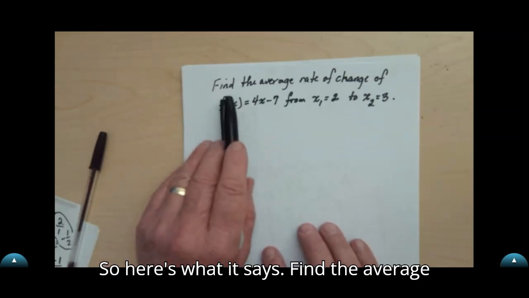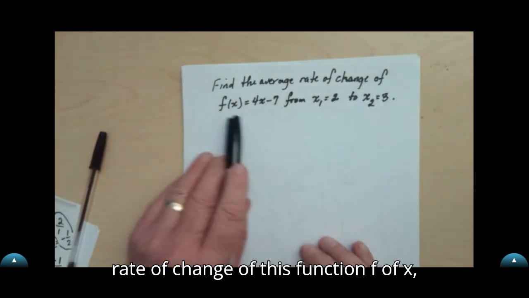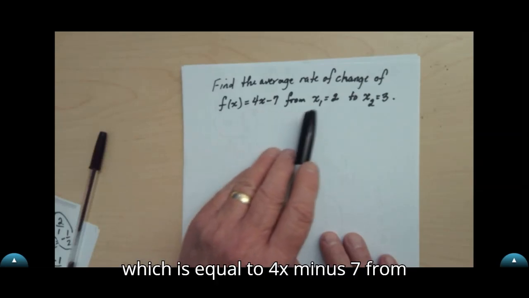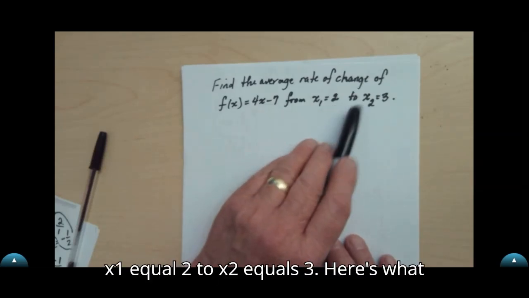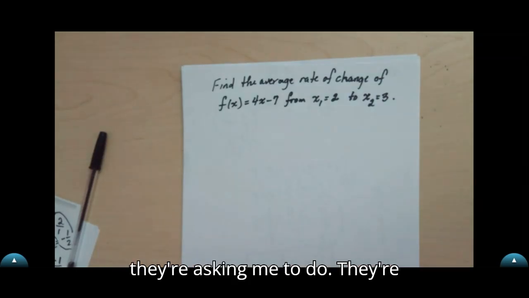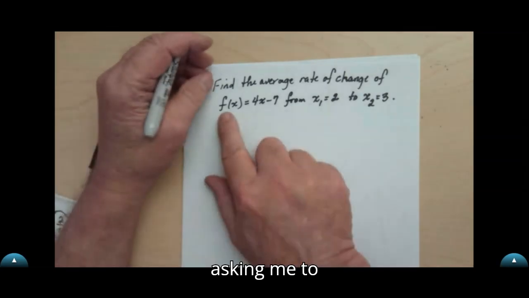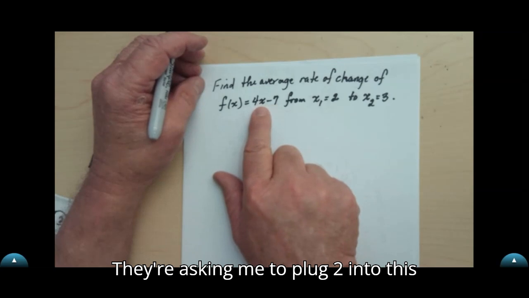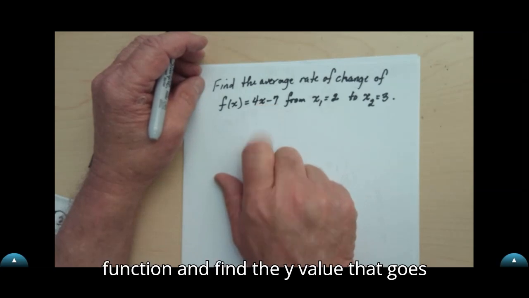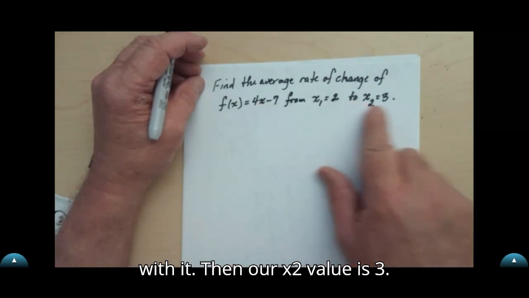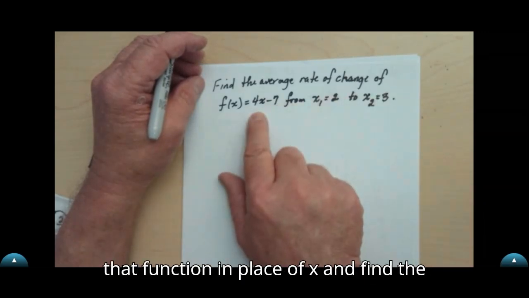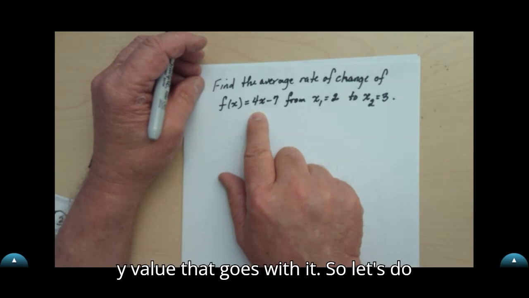So here's what it says. Find the average rate of change of this function f of x, which is equal to 4x minus 7, from x1 equals 2 to x2 equals 3. Here's what they're asking me to do. Look, I've got x1 equals 2. They're asking me to plug 2 into this function and find the y value that goes with it. Then our x2 value is 3. So then I'm going to need to plug 3 into that function in place of x and find the y value that goes with it.